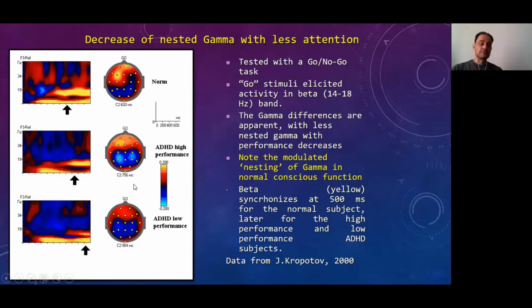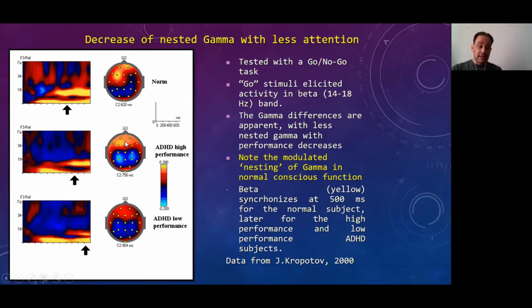All right. Now, what we're measuring is how much nesting and how much coupling there is. So meaning how many slow brain waves are transporting fast brain waves. In the normal individual, there's a lot of red and a lot of yellow, which means when that client sees the red dot, they're going to click fast because their brain is processing things in a way in which we want it to process things. And it takes this individual only 620 milliseconds to do that.